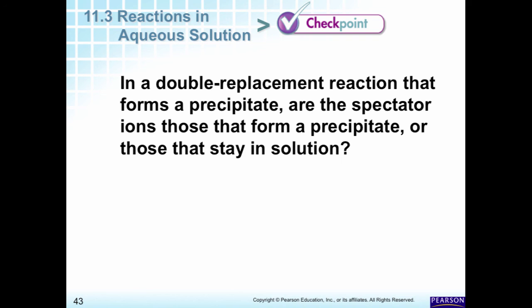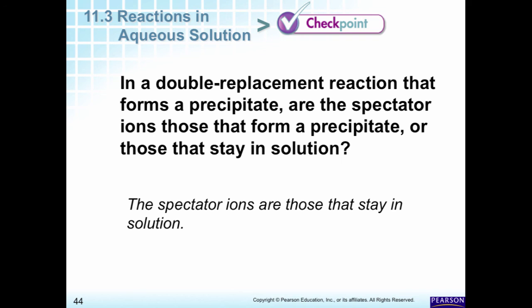I'm going to ask this question on Poll Everywhere. So read it. I'll rewrite it for you, and we'll be back in a second. Those are the ones that stay in solution.